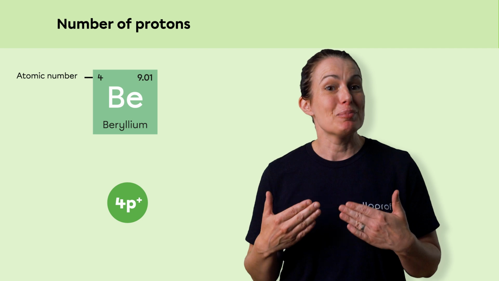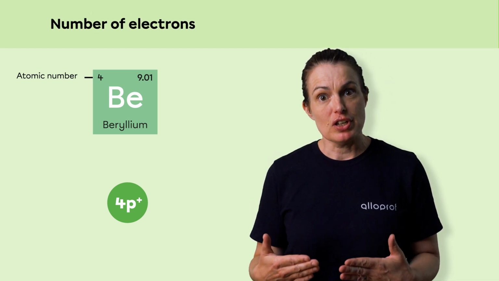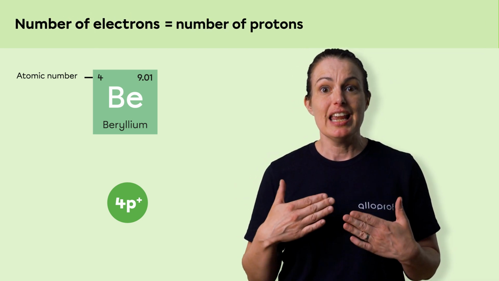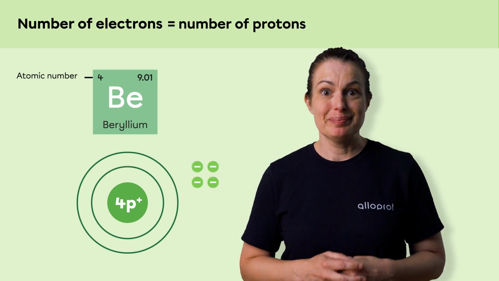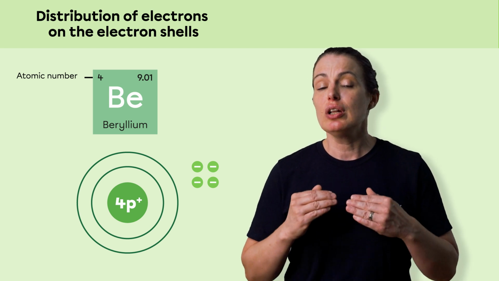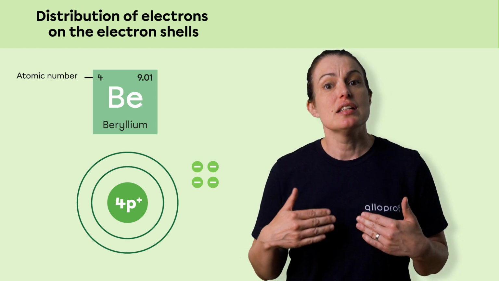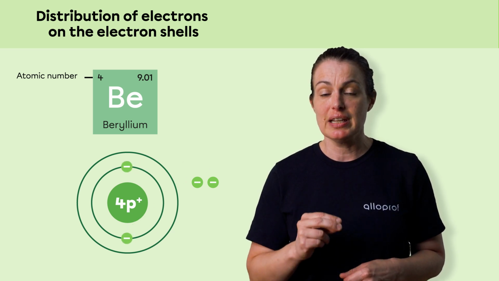Then let's determine the number of electrons. In a neutral atom, the number of electrons is equal to the number of protons and the atomic number. Therefore, beryllium has 4 electrons. To place these electrons, first let's fill the shell closest to the nucleus. Since we know that it holds a maximum of 2 electrons, we place 2 electrons there.